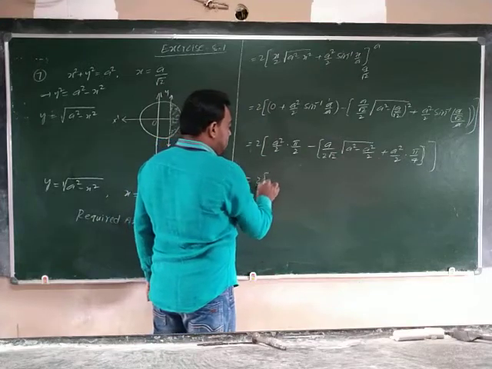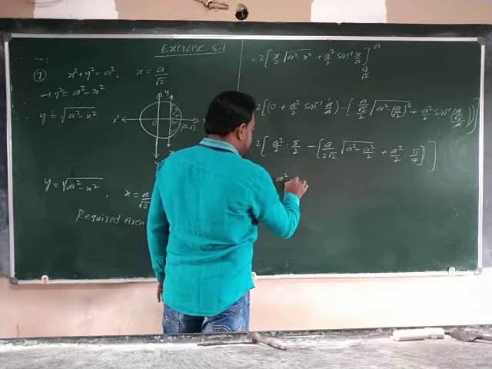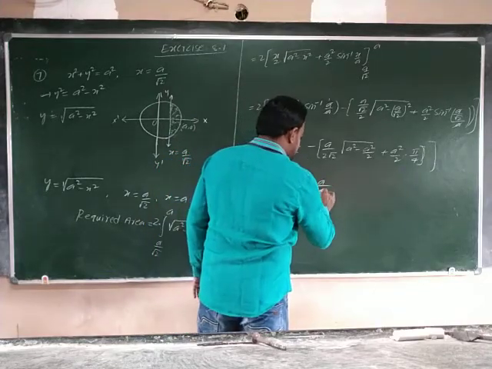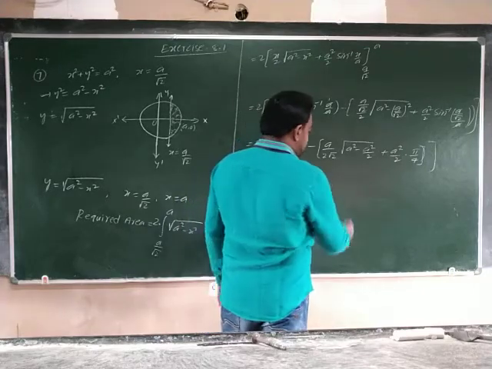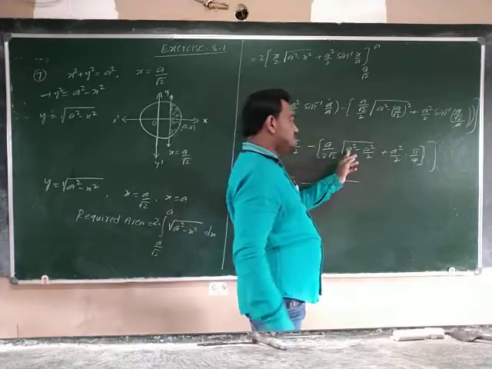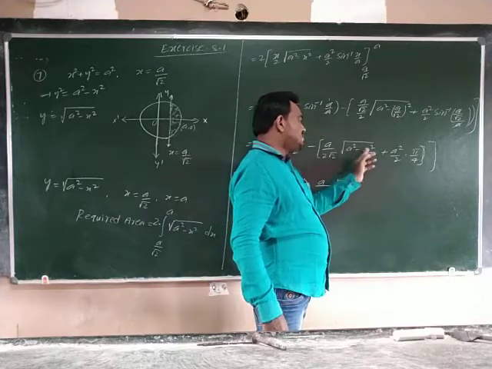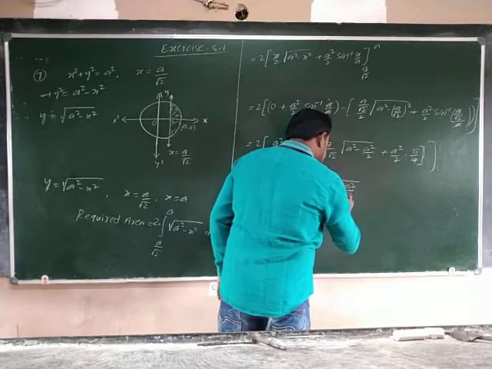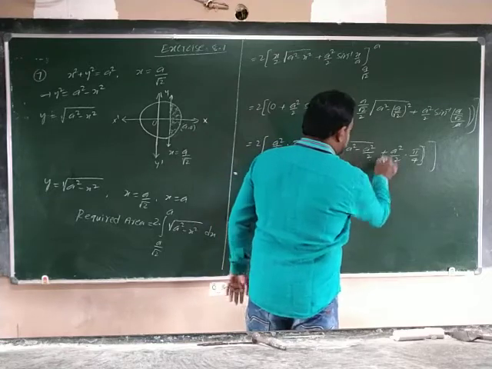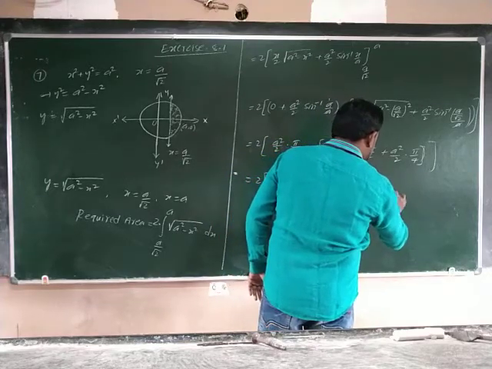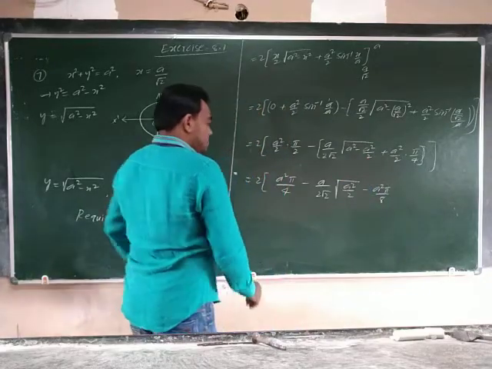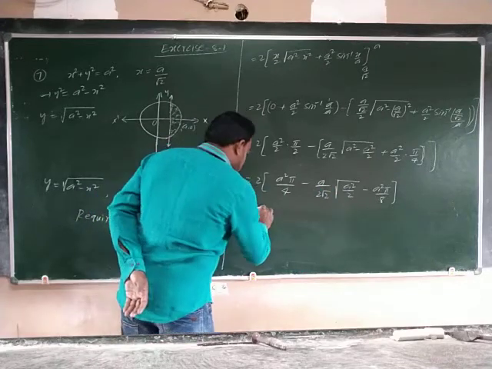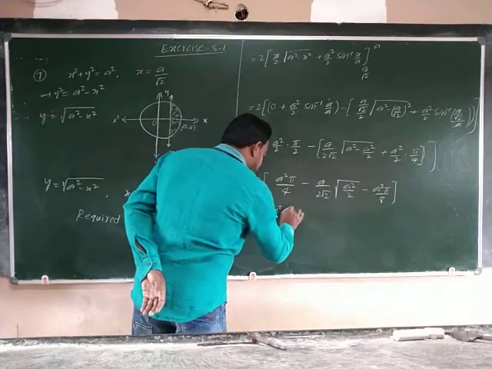This is equal to 2 into a square pi by 2 into 4, minus a by 2 root 2 into square root of a square. Here 2 is the LCM. 2a square minus a square by 2, a square by 2, plus into minus a square pi by 8. 2 4s are 8. So this is equal to 2 into a square pi by 4.